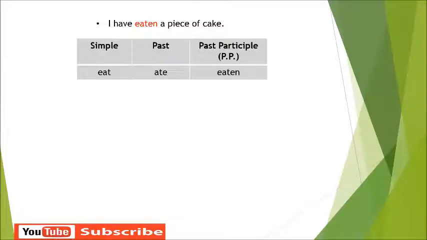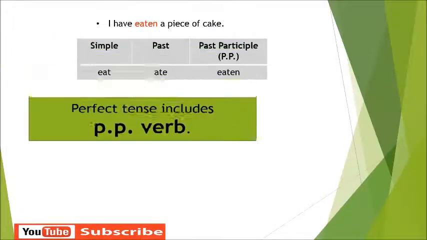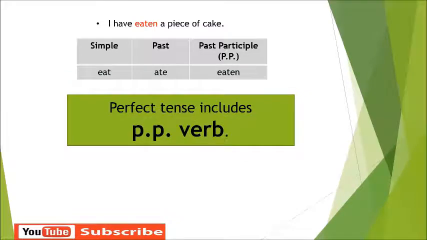Look at this sentence. I have eaten a piece of cake. Look at the verb eaten. It's the third form of verb eat. The simple form is eat, past form ate, past participle form eaten. You might hear PP instead of the long word past participle. You must know that in every perfect tense we use PP form of verb.